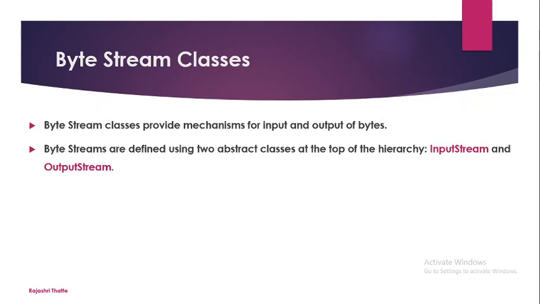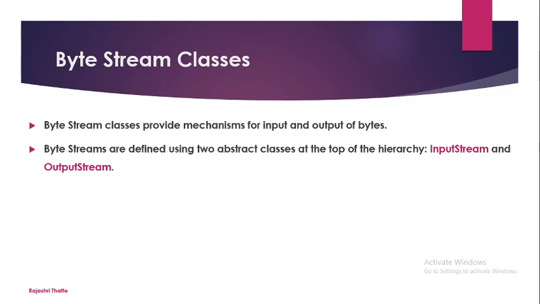Byte streams are defined using two abstract classes at the top of the hierarchy, InputStream and OutputStream. Even though these byte streams are the classes by which it is possible to read or write data byte by byte, it is not possible by using a single class. Depending upon the source we are using, we have to create an object of the related class. So there is a huge hierarchy, and the topmost two classes are InputStream and OutputStream.